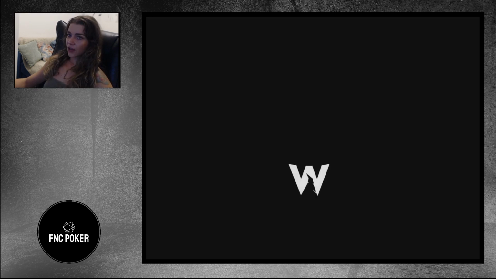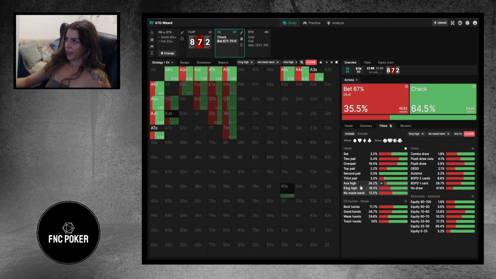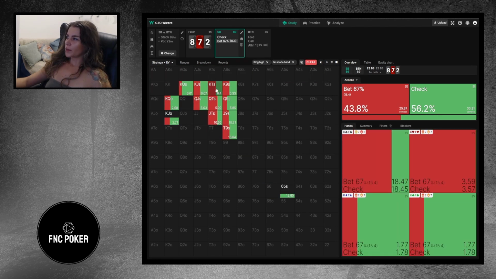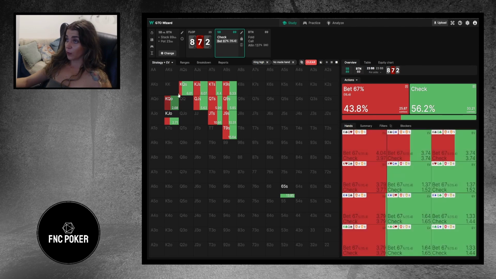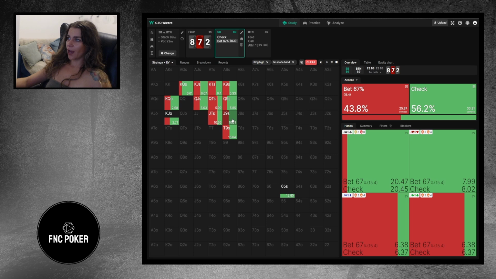Let's see what's going on. So let's filter for this king high no-pair hand. We see that for most overcards, we do bet more often when we have a backdoor flush draw, and sometimes close to pure checking when we don't. And this seems to be a principle that does apply. However, when we look at Jack 9 and Jack 10, which are gut shots, we see that the pattern kind of changes a little bit.